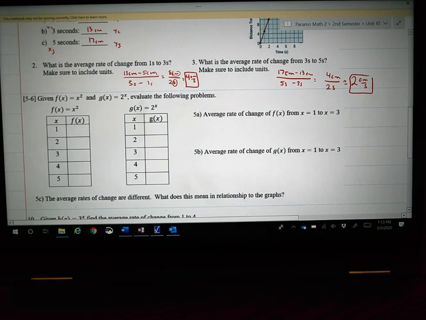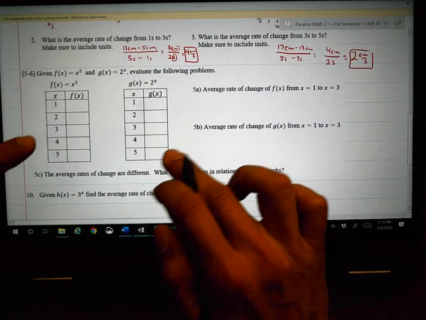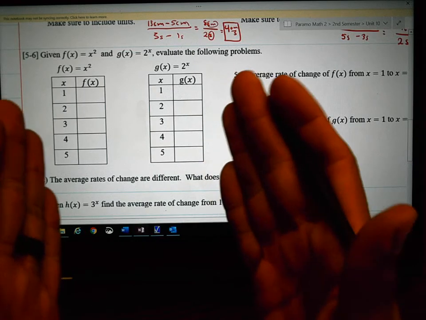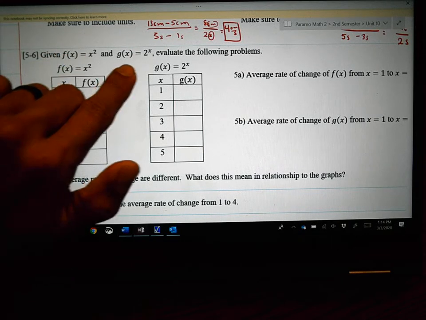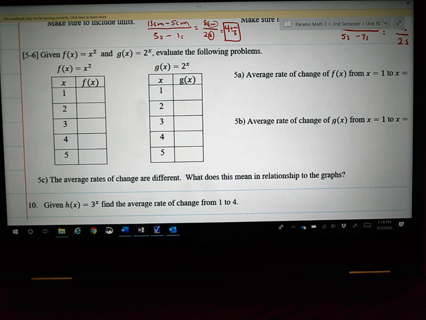Sometimes you're going to have to use a graph, but most of the time you're going to have to actually figure out what the outputs are. Like this number. This is number 5A in my notes. You're going to have to turn your page. Oh, look, it's right there. You just turn your page and there you go. F of x is x squared. G of x is 2 to the x.